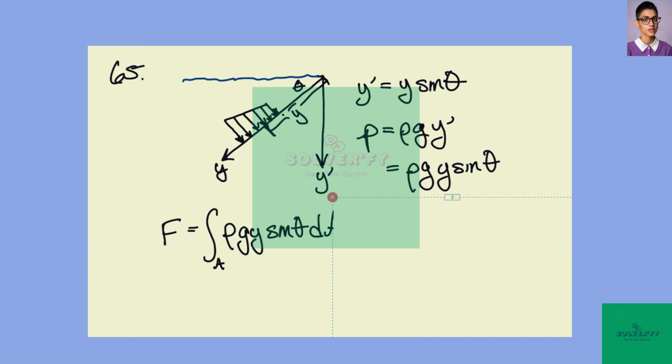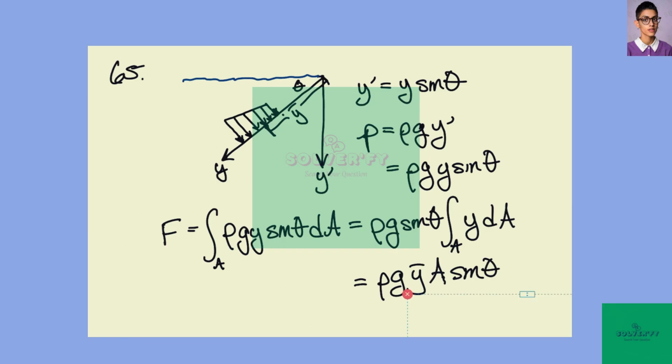So what we need to do now is calculate the total force. So we need to integrate the pressure over the area, and that will give us the total resultant force. A lot of these things don't depend on the area. The specific weight is independent of area, sine of theta is independent of area, so we can pull those out, and we get an integral of y over the area. And that, by definition, is the centroid times the area.